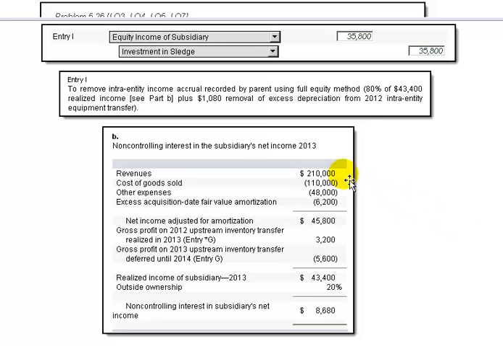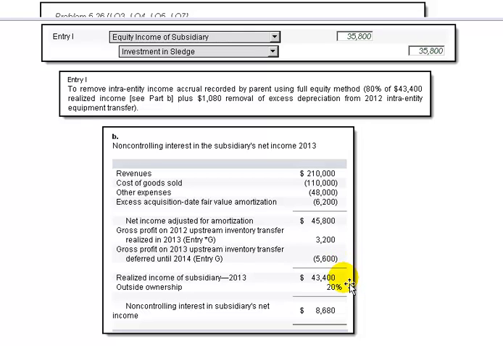The subsidiary had revenues of 210 less cost and other expenses, and then we had excess acquisition fair value amortization that we had to show. So we wound up with net income adjusted for amortization of 45.8, right? There was some upstream inventory transfers that we had to adjust for, as well as upstream inventory transferred for a different time period, both of those from entry G.